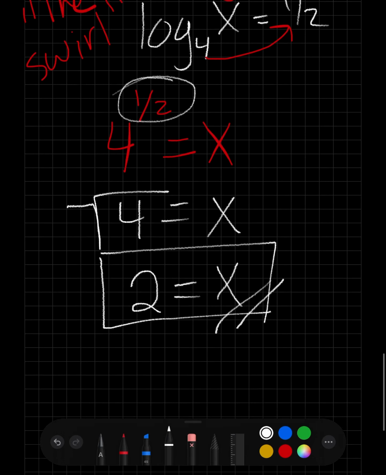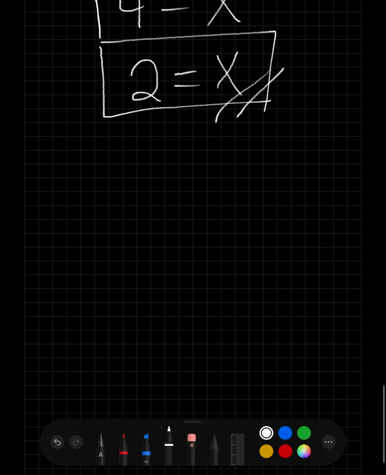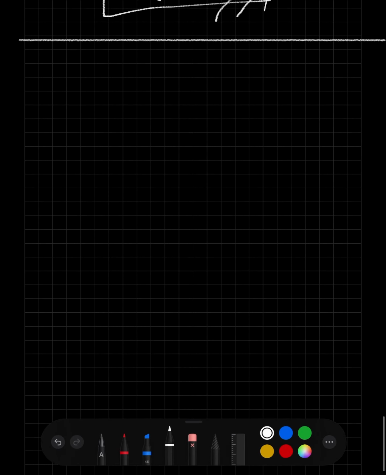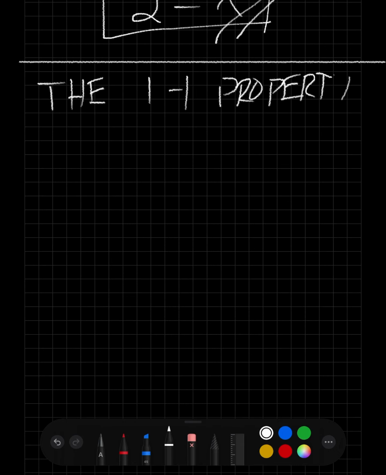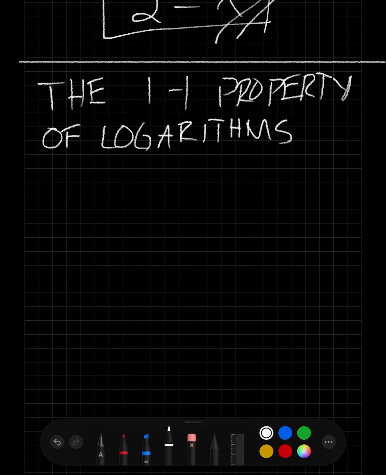All right, so that's one way that we can solve logarithmic equations. We also have another property of logarithms that lets us solve a slightly different, slightly more complex class of equations. This is called the one-to-one property of logarithms. And it's very similar to what we use when we solve exponential equations, because logarithms are, in a way, just exponential equations.